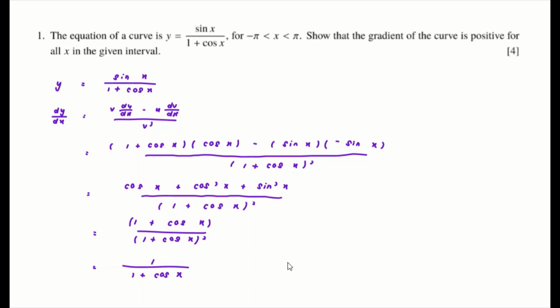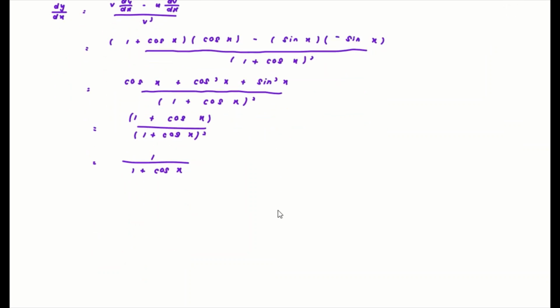In this case, we need to prove that this is always positive for all x in this interval, so we need to start from the interval given here: from negative pi up to pi. Is there an equal sign? No. For sine x, you can try to draw the graph, because you might be very familiar with 0 to 2 pi. If it is negative pi to pi, don't worry, it is going to be the same. If you are not sure, you can try to draw the cos graph.